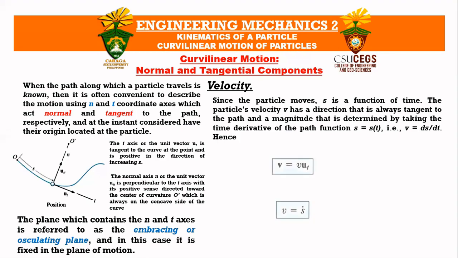Hence, the first equation shown here is the vector form of the velocity. The vector form of the velocity is equal to the magnitude of the velocity, which is the italicized letter v, times the unit vector ut, which is the axis that is tangent to the curve, where the magnitude of the velocity can be found by taking the time derivative of the path function, which is s. So s dot, meaning that we need to take its time derivative. So that is the derivative of the path with respect to time. And as you can see here in this figure, the velocity is tangent to the curve.